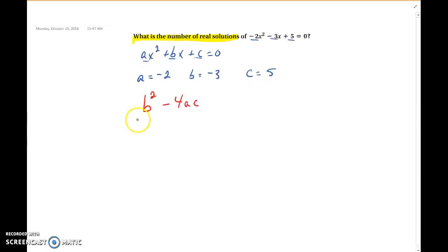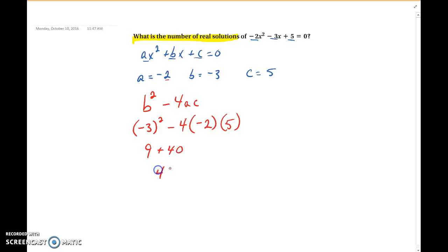So then we plug it in. Our b is equal to negative 3, so it becomes negative 3 squared minus 4 times a. Our a was negative 2, so times negative 2. Our c is 5, so times 5. So 3 squared is 9. Negative 4 times negative 2 gives me positive 8, because negative times negative is positive. And then 8 times 5 is 40, so it's plus 40.